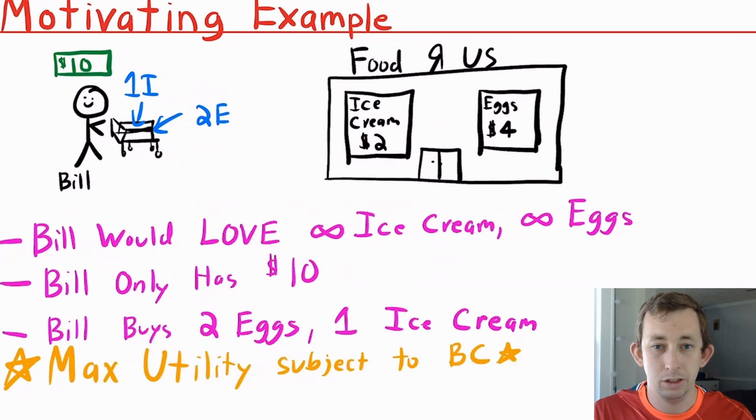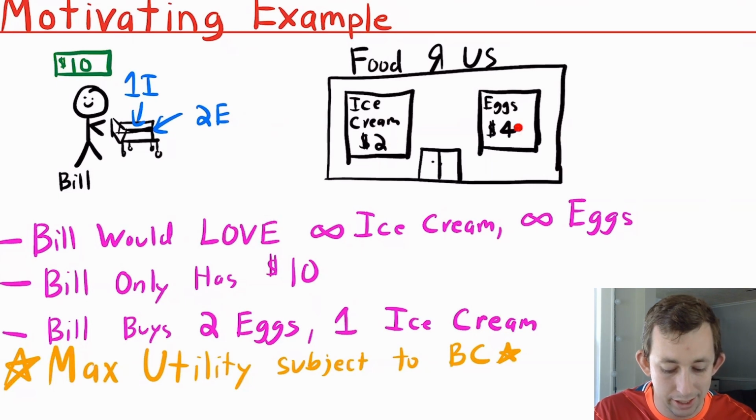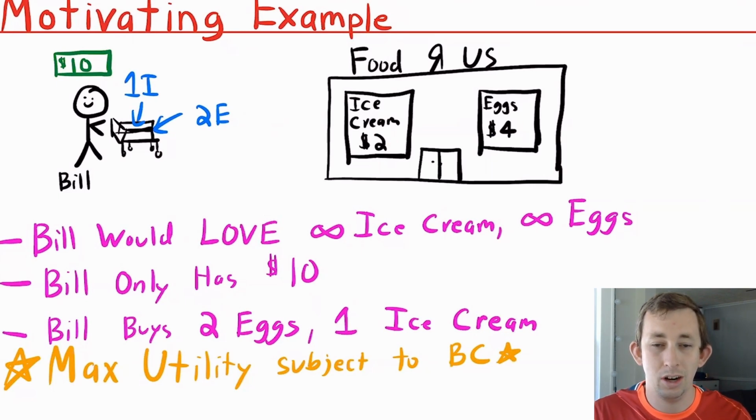So Bill has to make a choice about what sort of things to put in his cart, given that he only has $10. And anytime we're thinking about the choice that Bill is making, we want to think about what Bill's best choice could be. And so the utility maximization problem is trying to answer, given that Bill has $10, given that ice cream costs $2 and eggs cost $4, what is the cart that Bill can walk out with that'll make him the happiest? So in the utility maximization problem, we're trying to find the optimal bundle, the optimal shopping cart, given Bill's constraint.